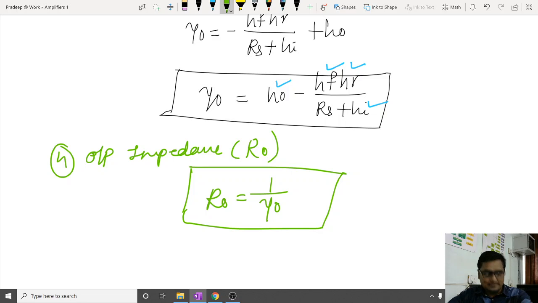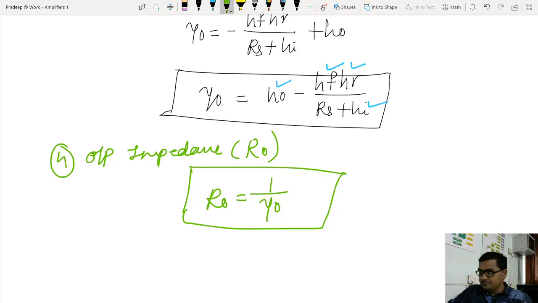If you check the last equation, look at this equation. Output admittance depends on what? It depends on HO, HF, HR, HI. It means every parameter is directly or indirectly dependent on the hybrid parameters or hybrid model.